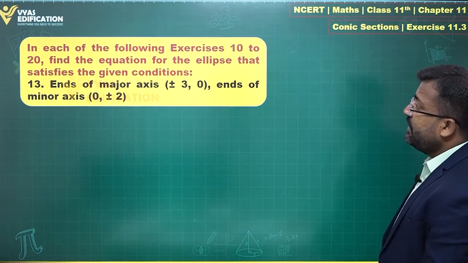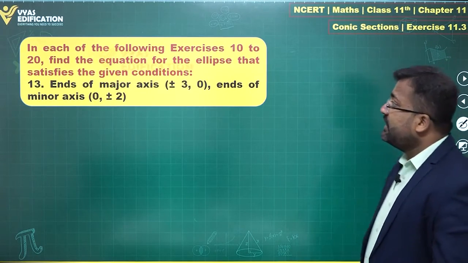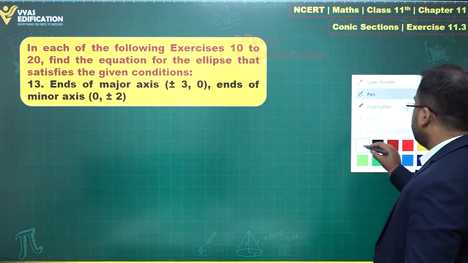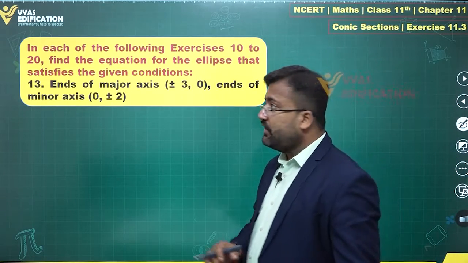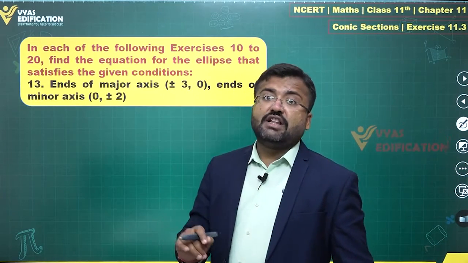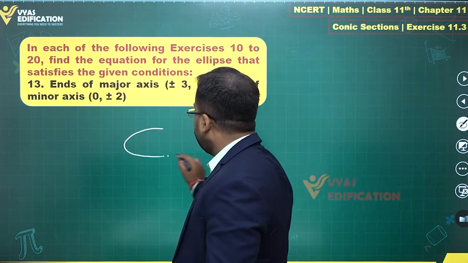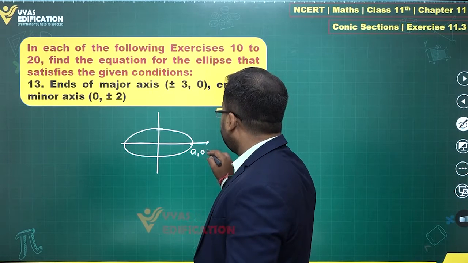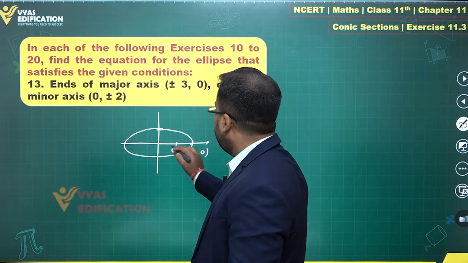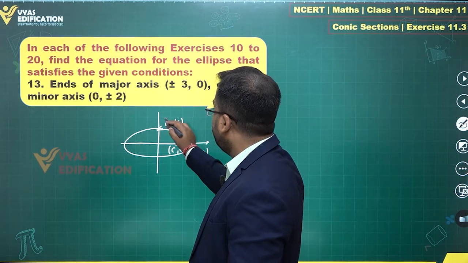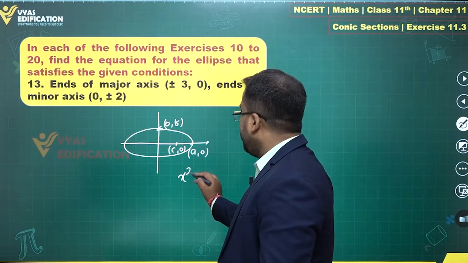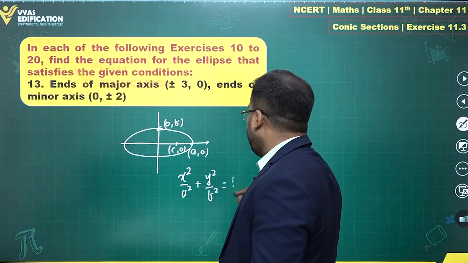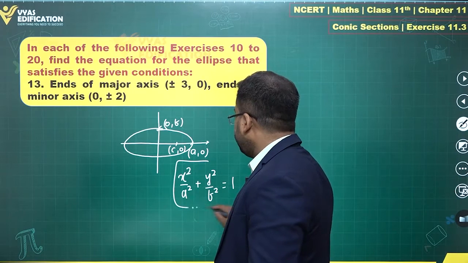Next, the 13th question says that ends of major axis are this and ends of minor axis are this. In this question we are given ends of major axis and ends of minor axis. If you identify the major axis, the endpoints lie on the x-axis, right? So once again we have a horizontal ellipse in this manner. This will be a comma 0. This here is c comma 0, the focus. This here is 0 comma b. The equation of the ellipse will be x square by a square plus y square by b square is equal to 1 for this horizontal ellipse.